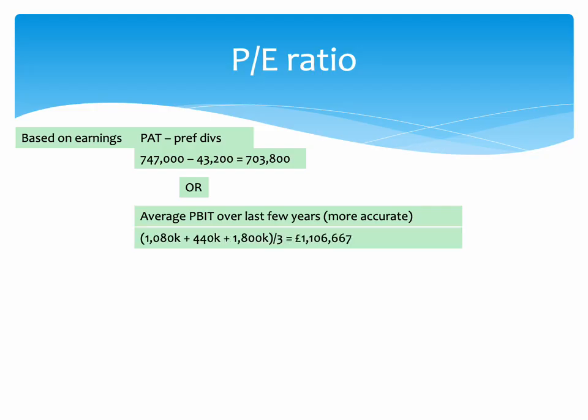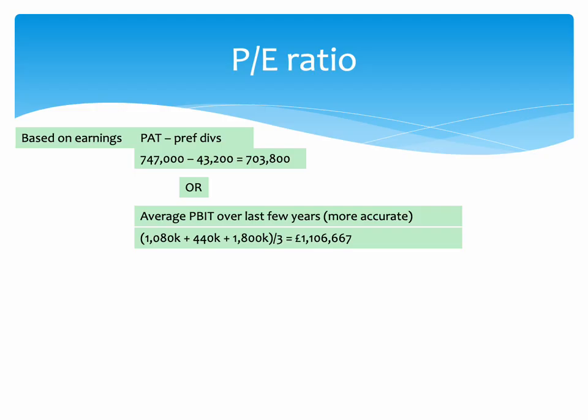So if we look at note 1, well, we know this year's profit before interest and tax from the income statement is 1,080,000. Last year it was 440,000, and the year before it was 1.8 million. So the earnings are actually really very variable here. So that would give us an average, actually to be fair, not far off our profit before interest and tax for this year, of £1.106 million.